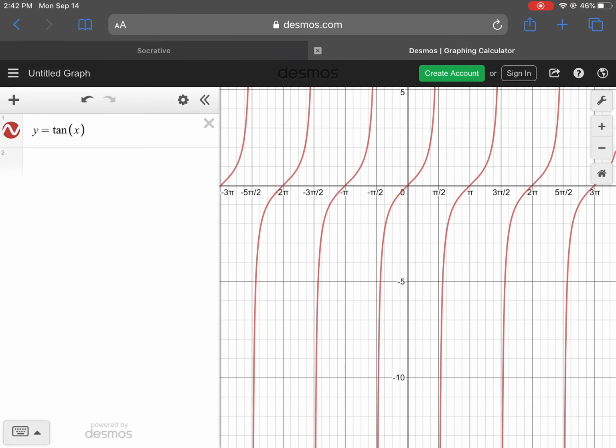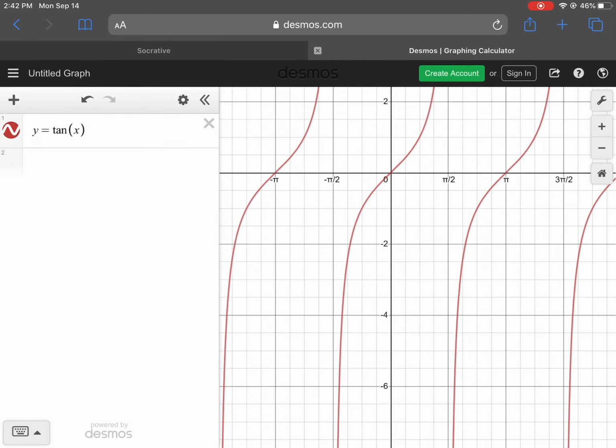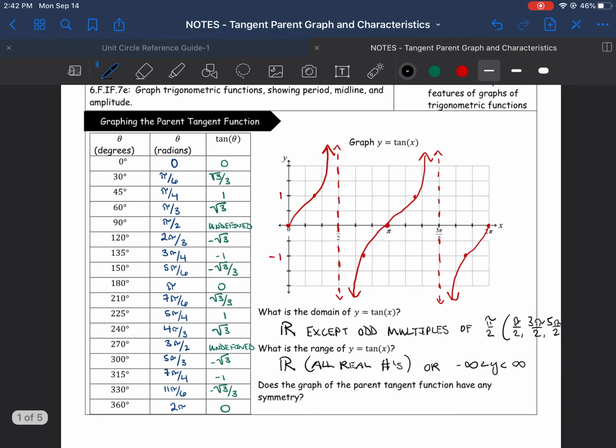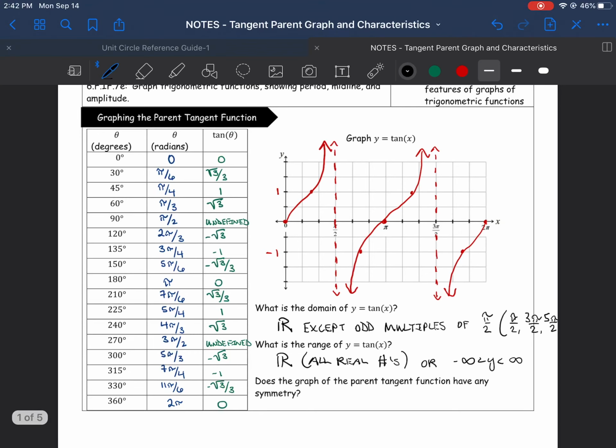And we can see here, remember that odd symmetry is when we take a point and we have a reflection across the origin to get another point on the function. So let's say if I took this point right here and I reflected it across the origin, we'd get over here. And we can see that every point on the function y equals tangent of x has origin symmetry, therefore we have an odd function. So let's go ahead and record that. So tangent has origin symmetry, which means we have an odd function.